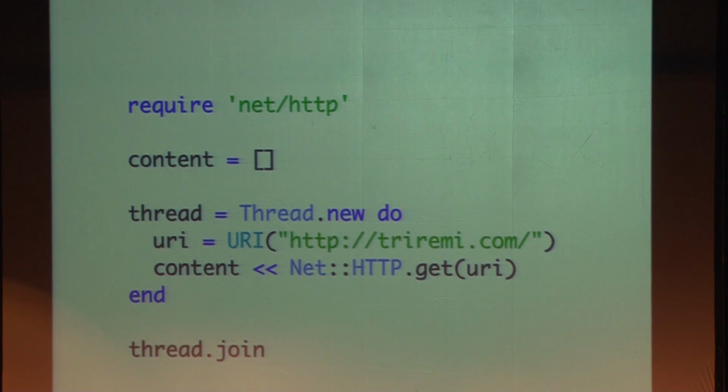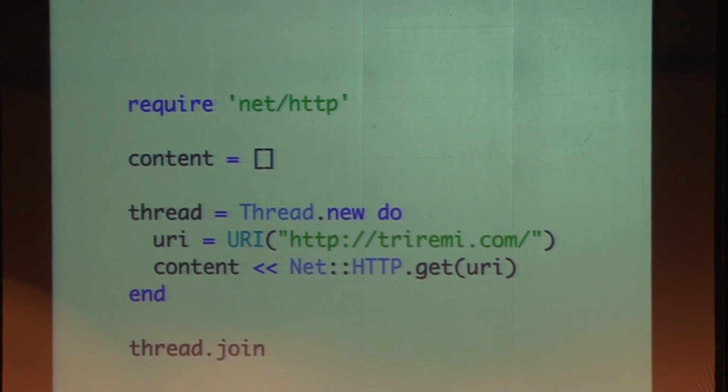Okay, here's a small example of some Ruby code. I start by creating a new thread and calling do a GET on a specific URL. I put this content inside an array and wait until the threads finish.